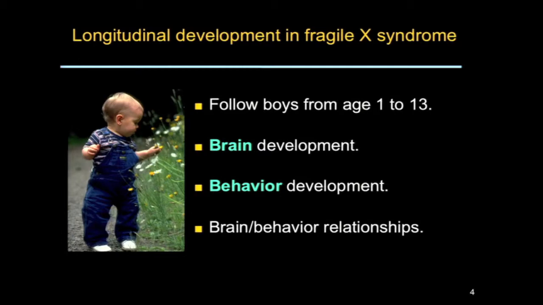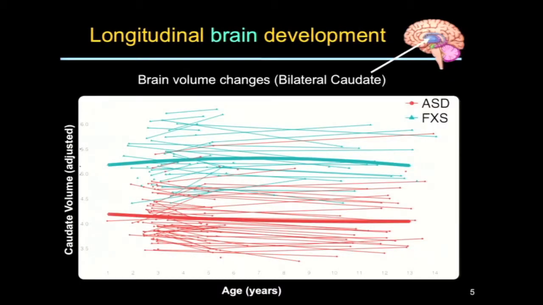So the study I will be describing today is a longitudinal investigation, a large investigation of boys from ages 1 through 13. I'll be talking about our investigation of brain development, behavior development, and some brain-behavior relationships. Longitudinal brain development is what I'll start with. First, I'm going to show you this lovely, a bit messy, but also I think very lovely graph of brain volume changes in the bilateral caudate.